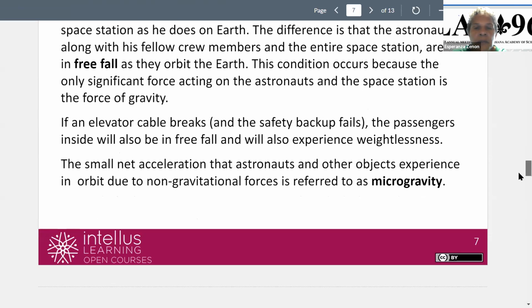Another phenomenon or term that you hear thrown around a lot is this idea of microgravity. Okay, let's be clear. There's gravity between every object, any two objects in the universe, right? But this idea of this small net acceleration that astronauts and other objects in orbit experience, not because of gravity but because of their motion, we call that microgravity, okay?